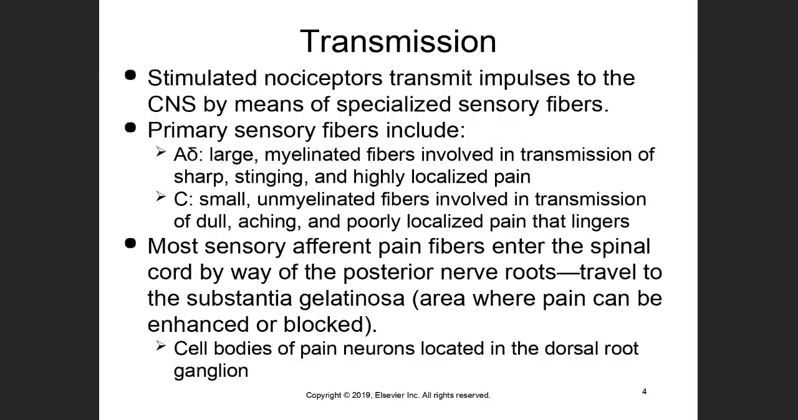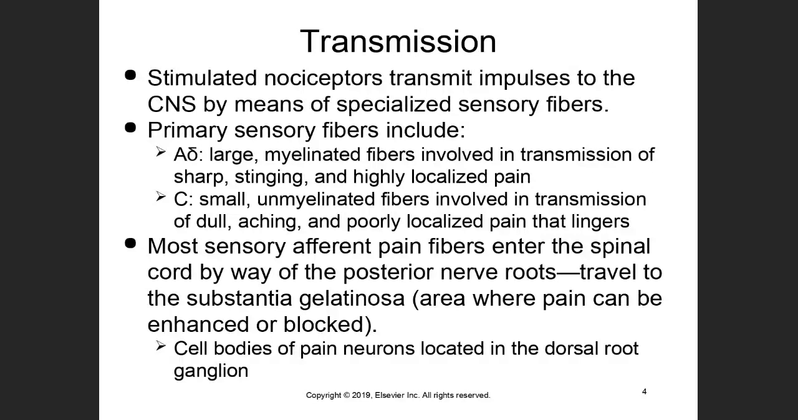Transmission: stimulated nociceptors transmit impulses to the CNS by means of specialized sensory fibers. Primary sensory fibers include the A-delta and the C. The A-delta is large, and the C is small.